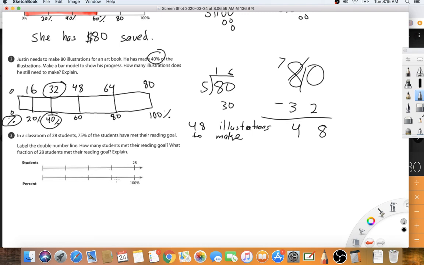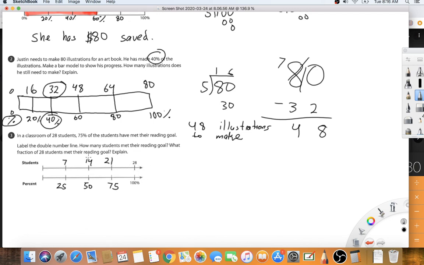So let's make this one first. We have 100%, right? We start from right here. How many lines do we have all the way to 100? 1, 2, 3, 4. We have 4 lines. So we need to divide 100 by 4. When we do 100 divided by 4, we get 25. That means it's going to skip count by 25%. Now 28, we need to divide it by 4 lines as well. When we do 28 divided by 4, we get 7. So on top, the students skip count by 7.